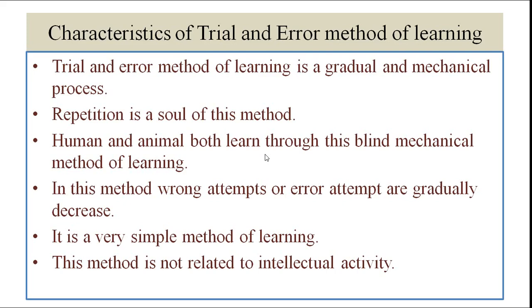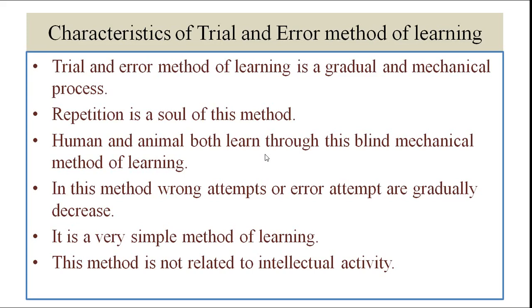Repetition is the soul of this method. Repeating a task is very important in this method, because exercise, repetition and practice are very important regarding this method of learning. Humans and animals both learn through this blind mechanical method of learning. Blind mechanical means you have to follow without your own perception, without your own thinking. You just follow someone's idea, someone's rule. That is the blind mechanical method of learning, which applies to humans as well as animals.